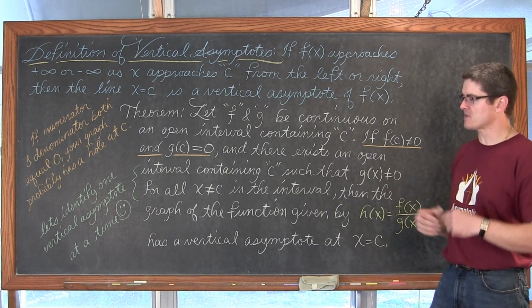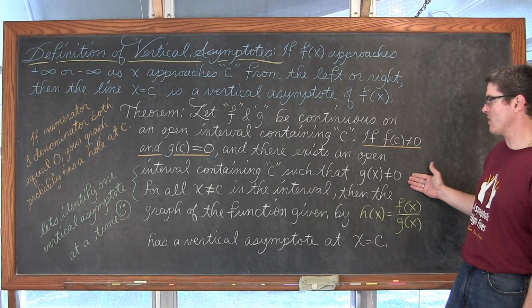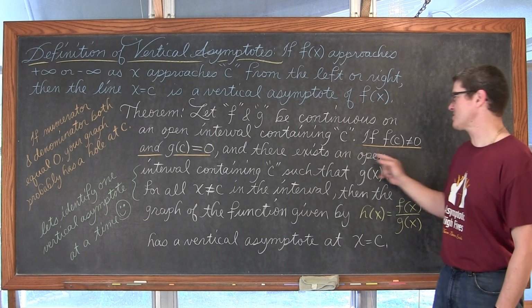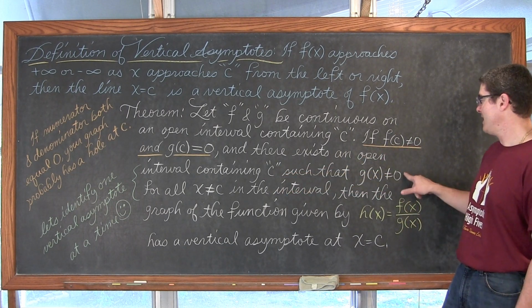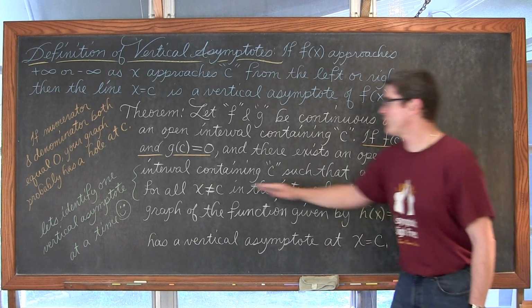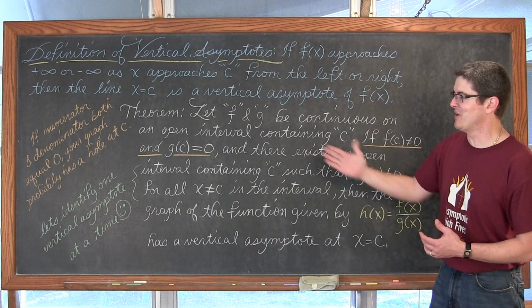Some craziness can happen as the function gets more complicated. And this little part here in green, such that there exists an open interval containing c such that g of x, our denominator, is not equal to 0 for all values that are not equal to c. We're just trying to identify the asymptotes one at a time.